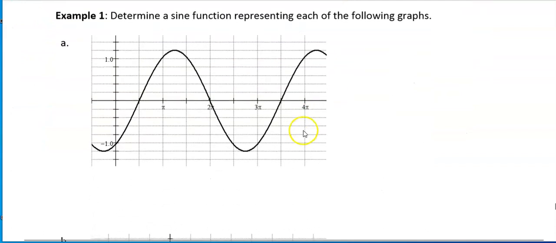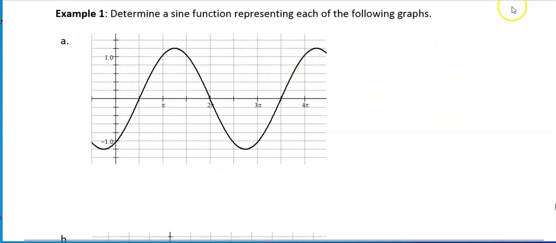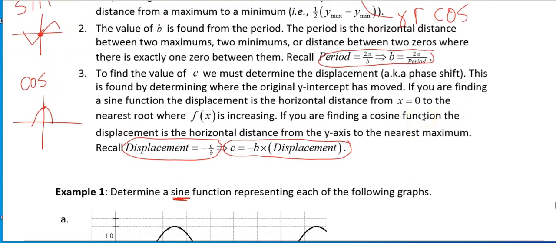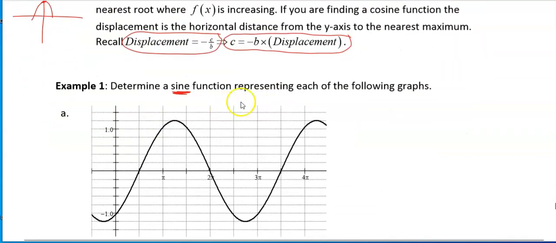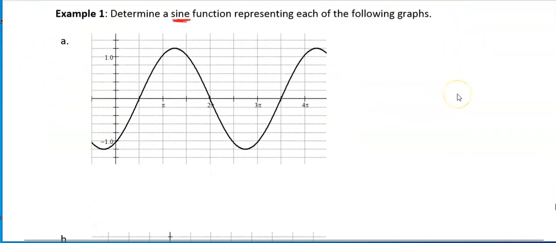Here's example number 1. Now let's have a look at this one right here and see what this says. It says determine a sine function. So now that's important, remember. This is going to be in terms of sine. And it's especially going to be important because we know that if it's a sine function, our displacement, our starting point, we're going to be looking for a point that's on the x-axis and on the positive slope, not the negative slope, representing each of the following graphs. So they want a sine.